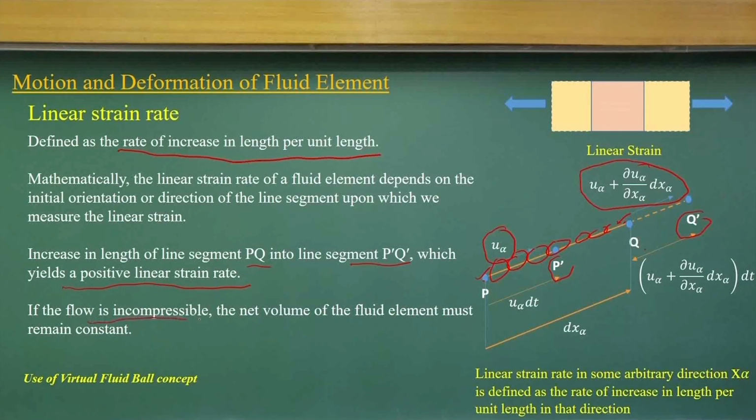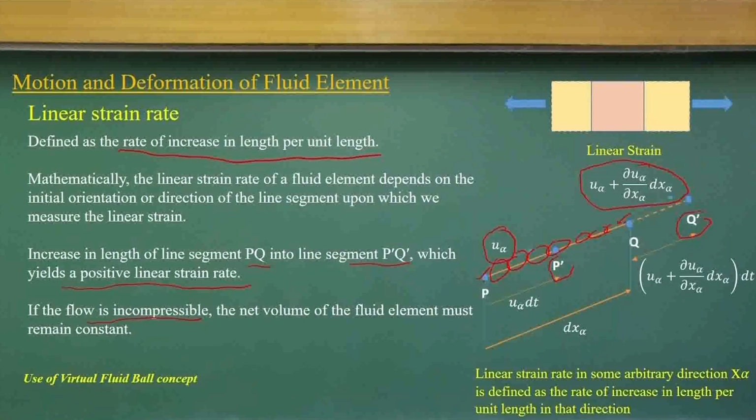When a flow is incompressible, the net volume of the fluid element must remain constant. If the fluid is incompressible, that means the density does not change within the fluid flow domain. It means that the net volume of the fluid must be constant.